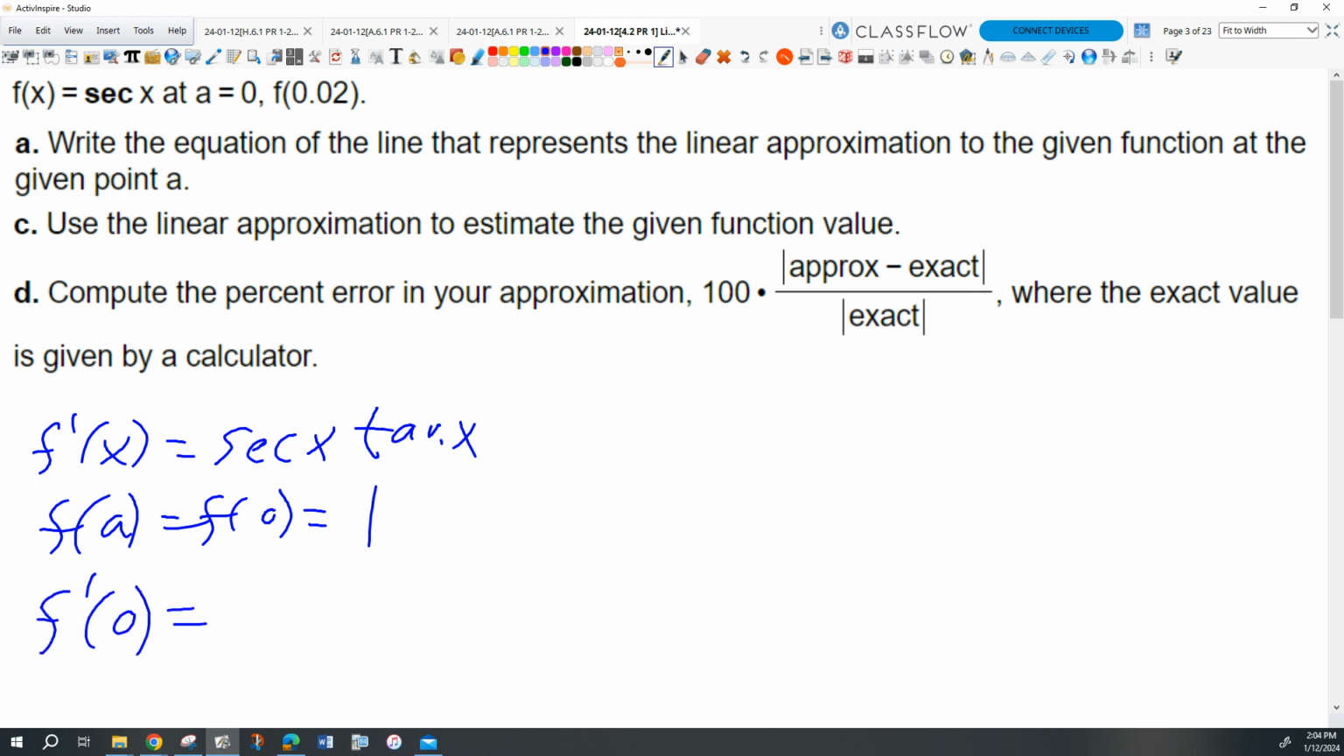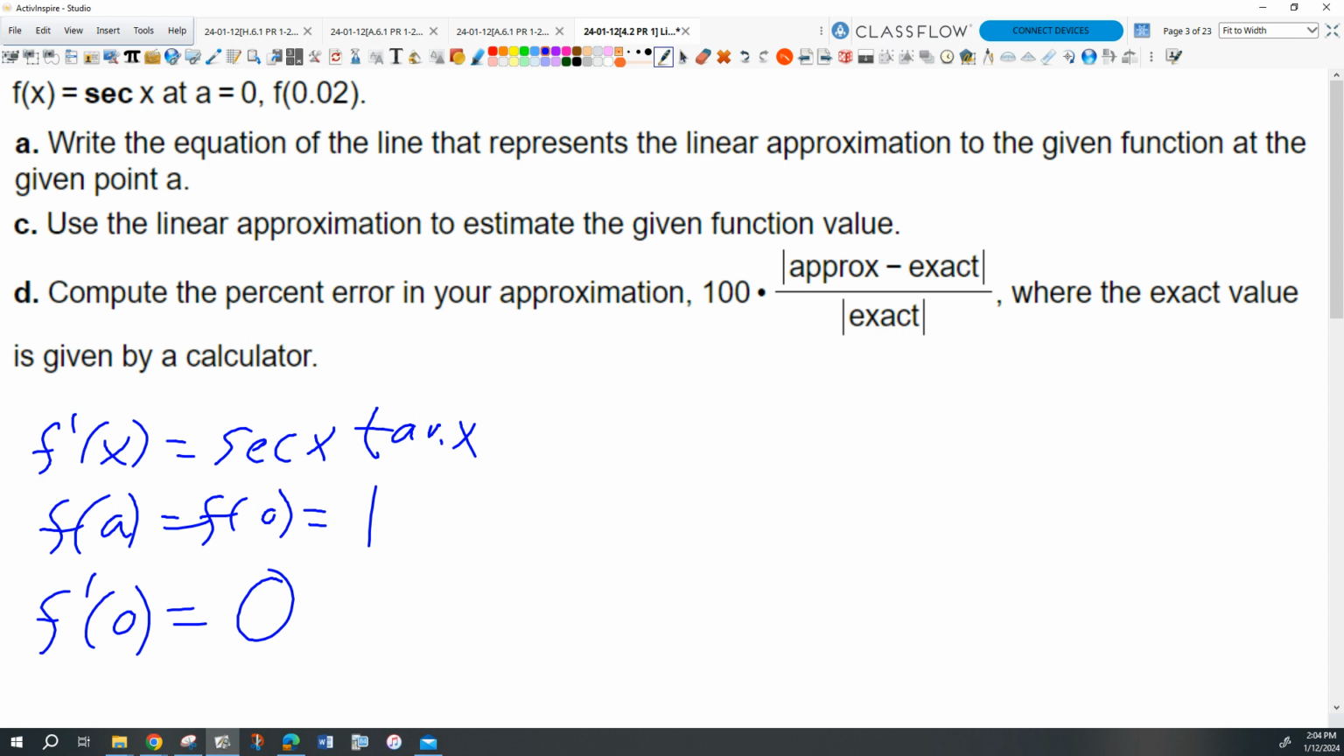How about f prime of a? So f prime of 0. We already said secant is 1. How about tangent? 0. Yeah, because I get sine. Tangent of 0 is sine of 0 over cosine of 0, which is going to be 0 over 1. So I get 0 for that.